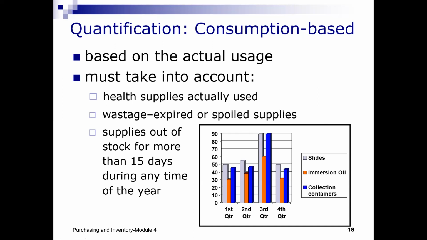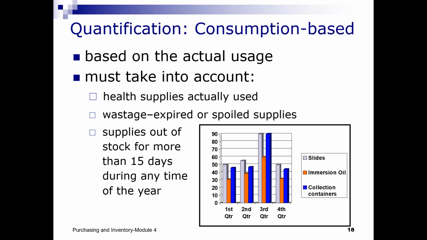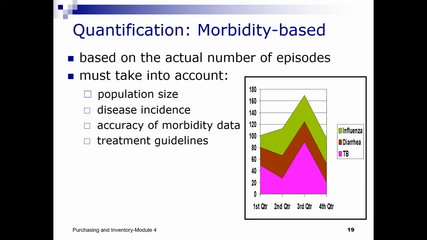I think this is probably the most practical way to estimate consumption because it's really based on your usage. This other method, the morbidity-based method. Oh, one other point about this: don't forget to include your QC requirements in the consumption-based method. That's one thing I think I forgot to put on the slide there, but it is another way that you are using reagents and products.